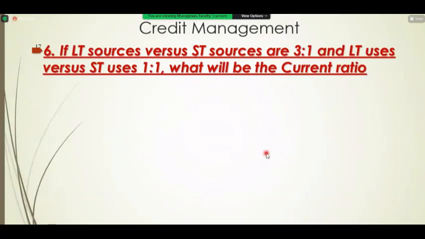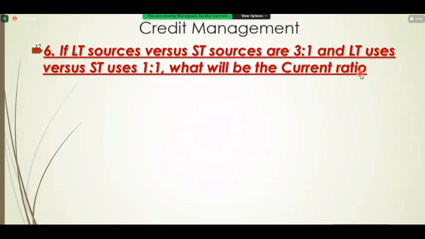Now you see, this is a live question, friends. Believe it or not, similar questions are being asked in CAIIB. You see the question. LT sources versus ST sources are 3:1. LT uses versus ST uses 1:1. There are different ways of intelligent questions. This is an intelligent question. Now the question is, what will be the current ratio?